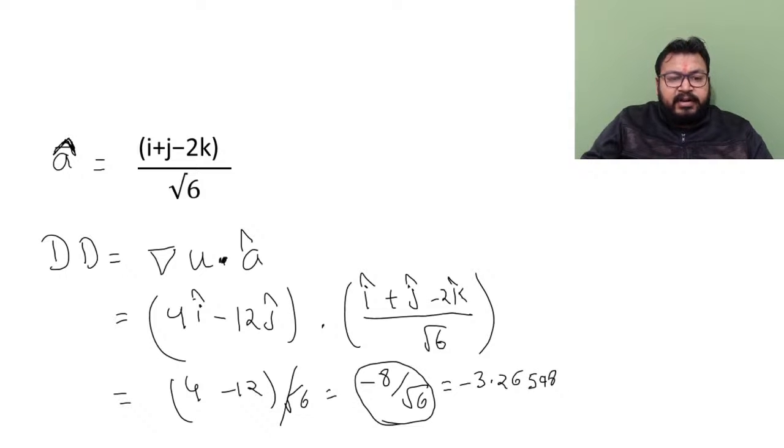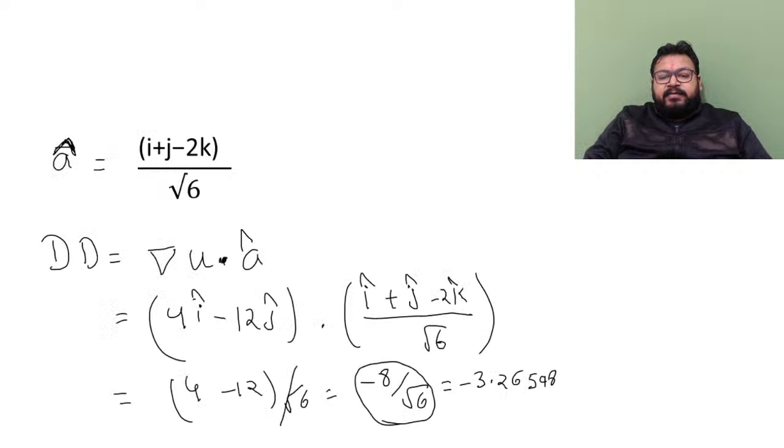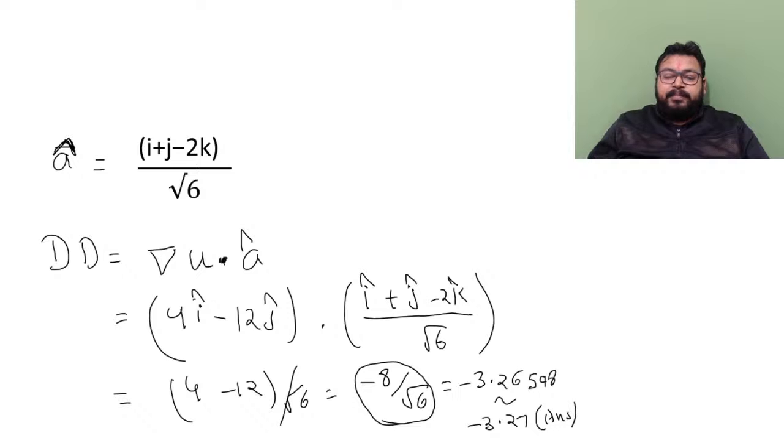So rounding off, up to where? Rounding off to two decimal places. So obviously this 6 will become 7, no doubt about that. So that will be approximately equal to minus 3.27. That is your answer. Minus 3.27.